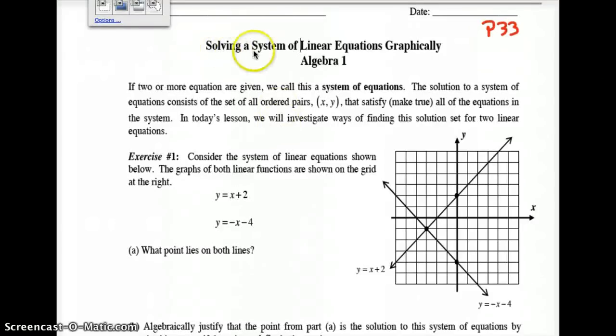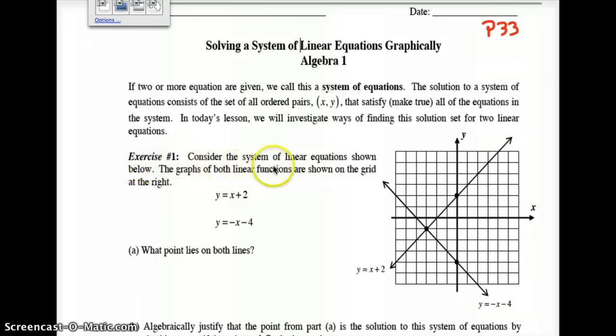Today we're going to learn how to solve a system of linear equations graphically. So you should be on page 33, and this is day 8 of the coordinate geometry packet. Okay, so a system of linear equations just simply means two lines, two linear equations, so two lines. Let's just jump right into this.